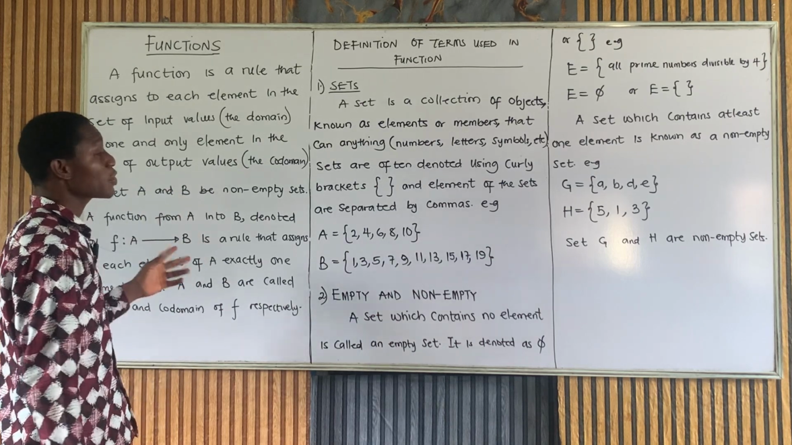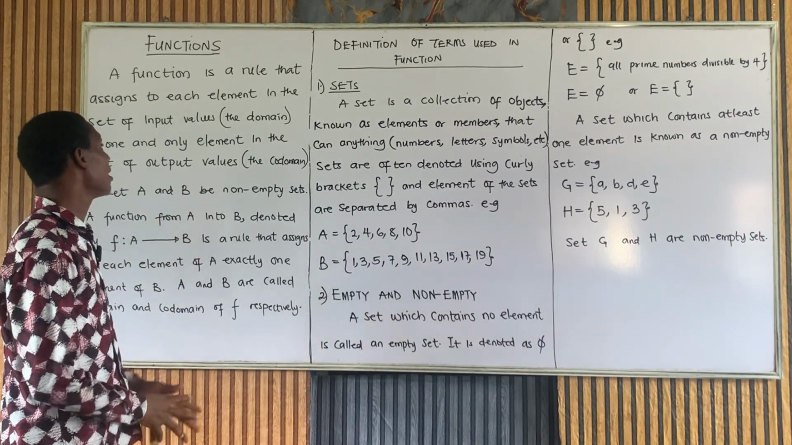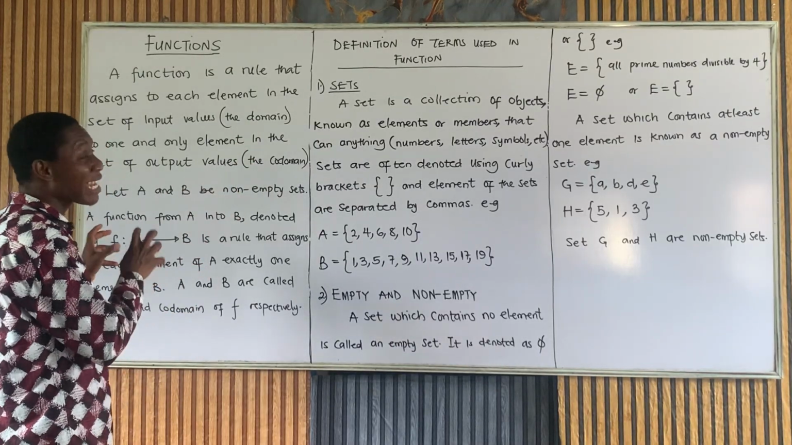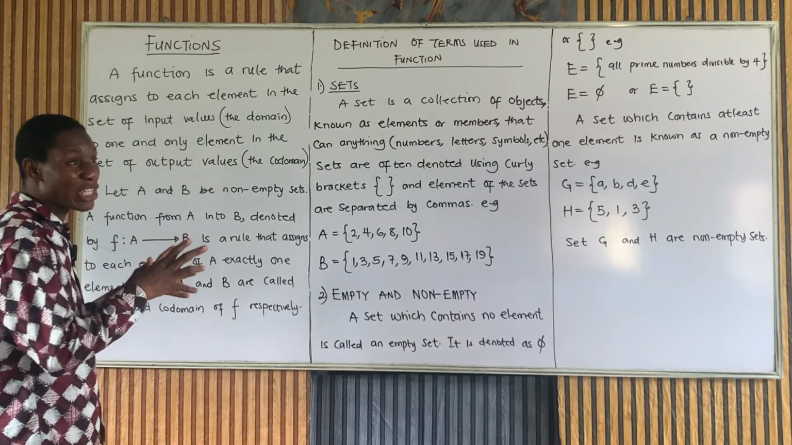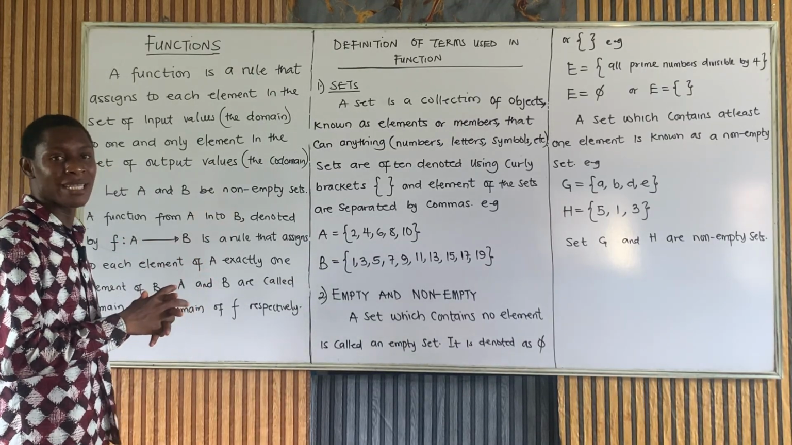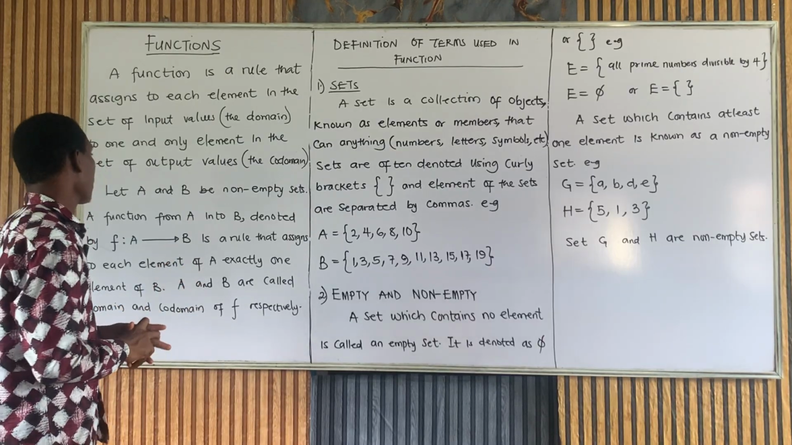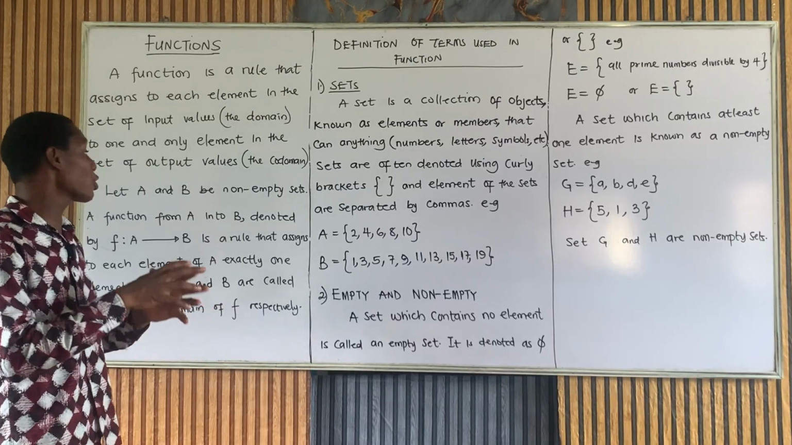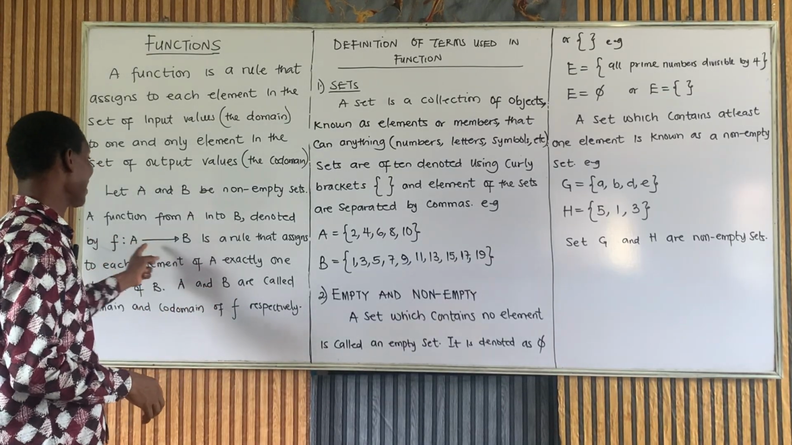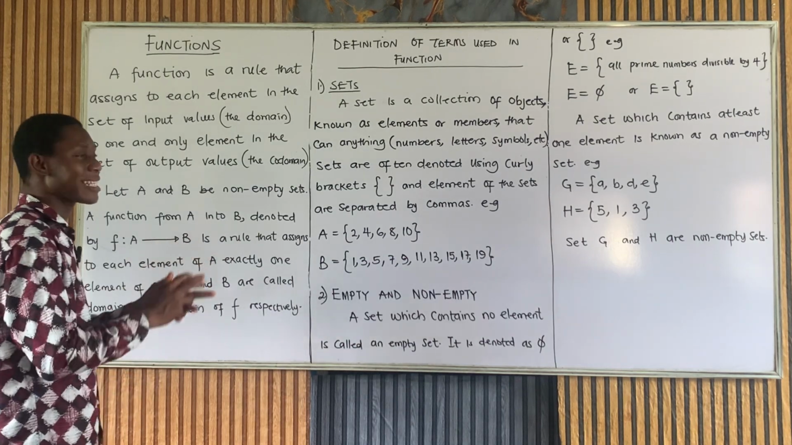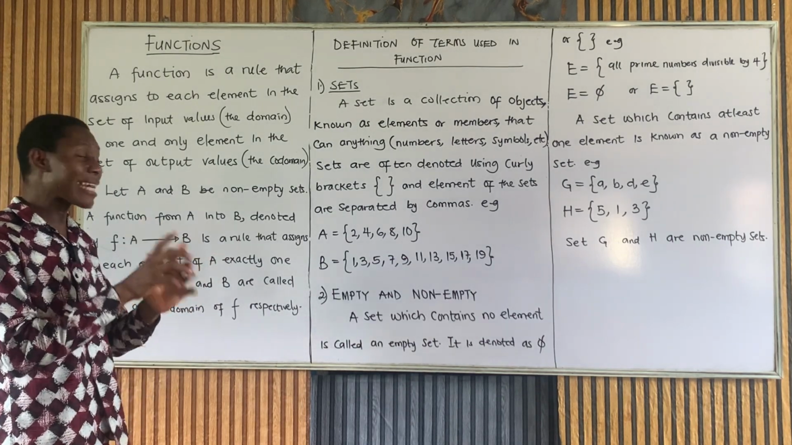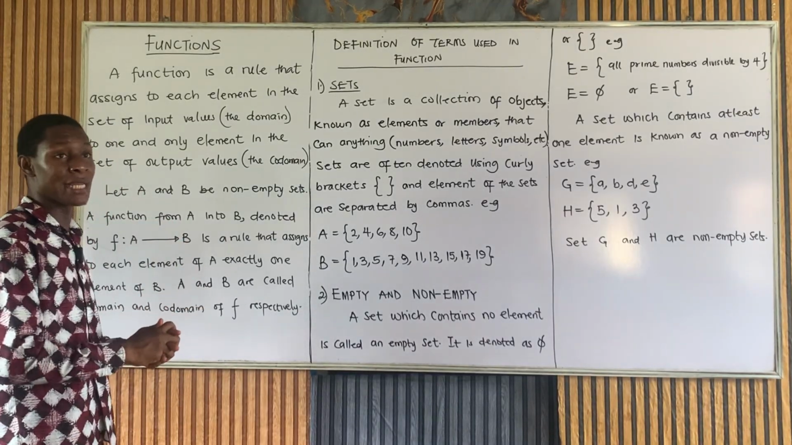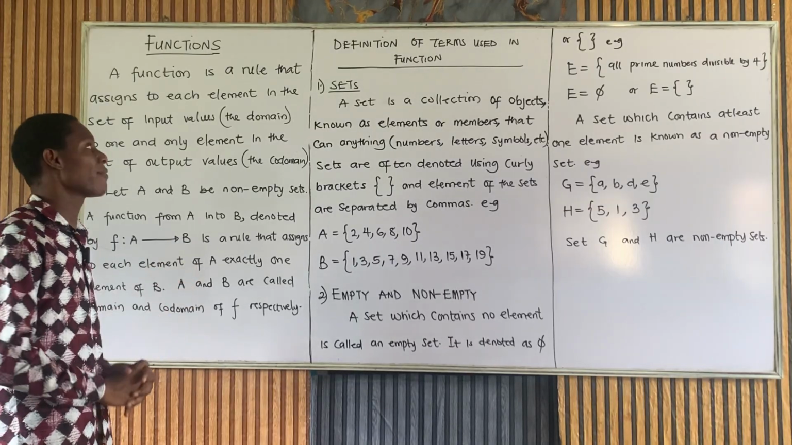Functions. You see, a function is a rule that assigns to each element in the set of input values, which is also known as the domain, one and only one element in the set of output values, which is also known as the codomain. Let A and B be non-empty sets. A function from A into B is a rule that assigns to each element of A exactly one element of B. A and B are called the domain and codomain, respectively.